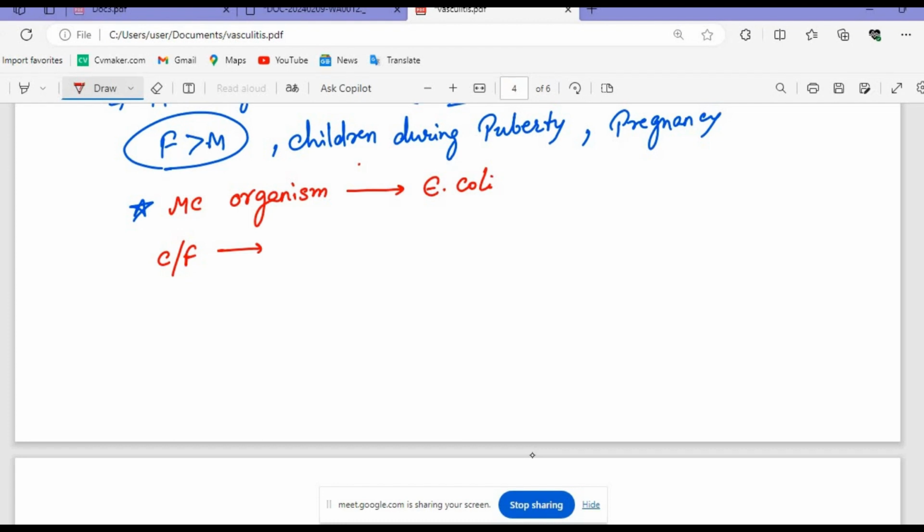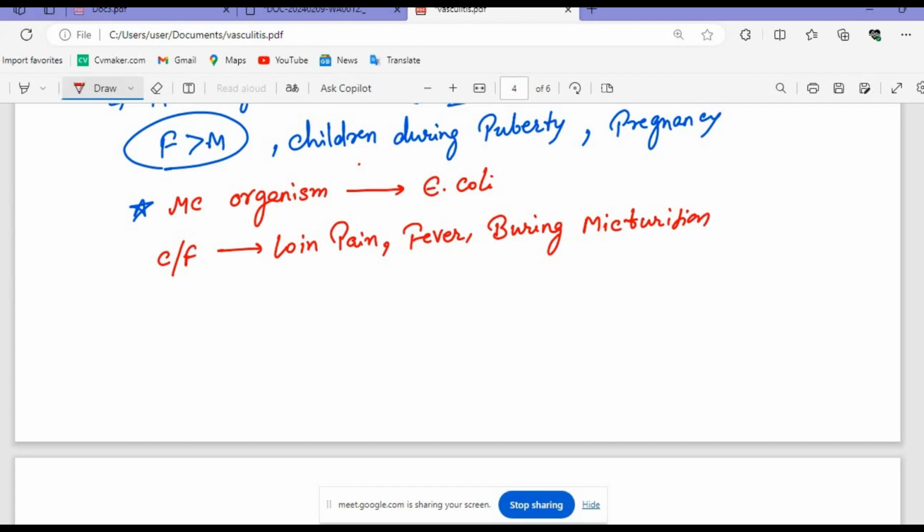Just listen for now. Left lower quadrant. Okay, like this, the backside pain or the lower pain, that is loin pain. That is the loin region. Then these patients will have fever, and they will have burning micturition. So during urination, burning sensations will be there.